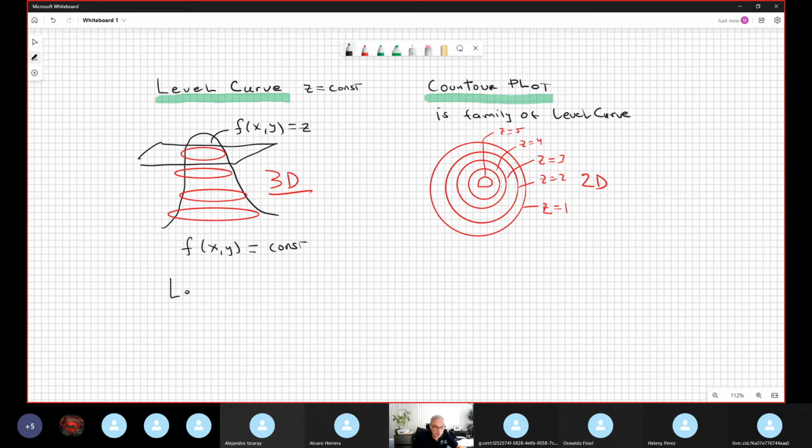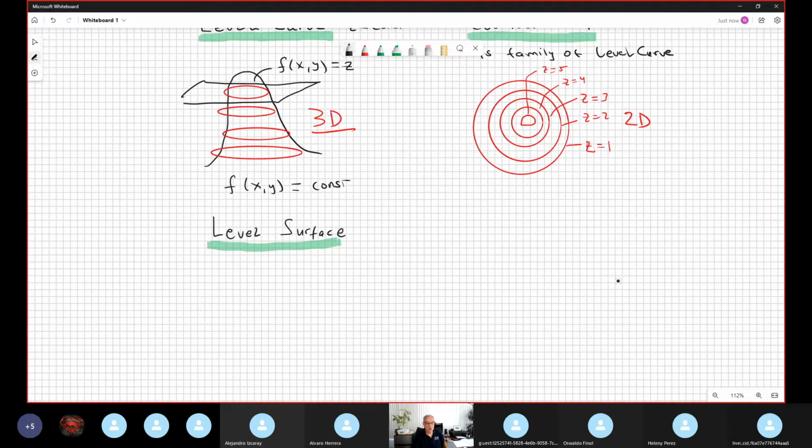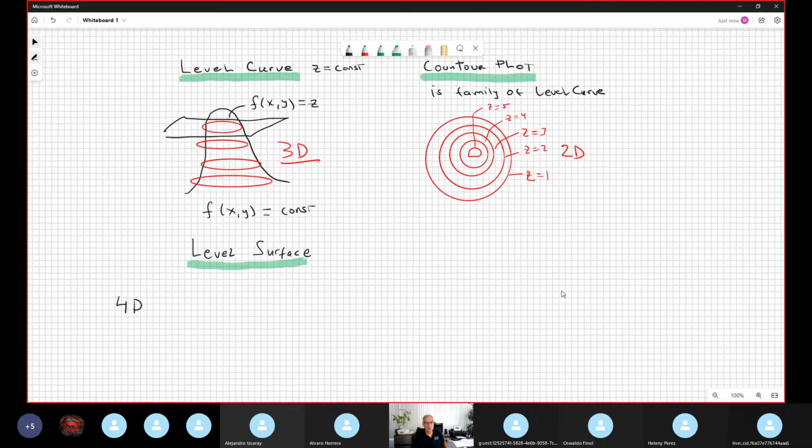We have another thing. It's called level surface. Okay, I want to explain it now. Of course, it's associated with the contour plot, but it's different. Suppose I have one function in 4 dimensions. Remember, the most important advantage of the level curve is that it reduces the dimension, from here to here.